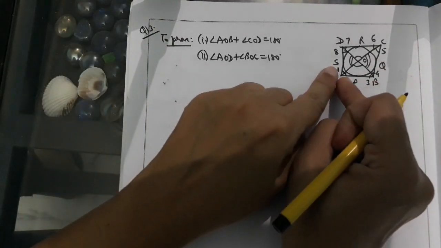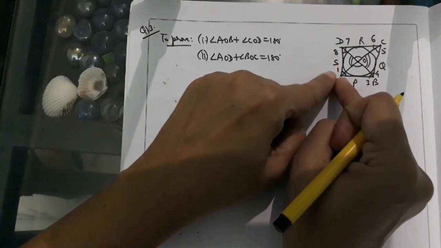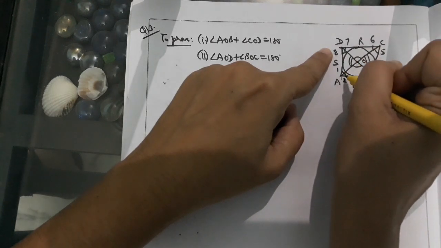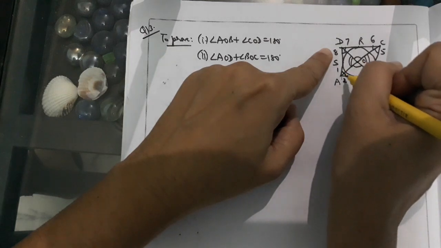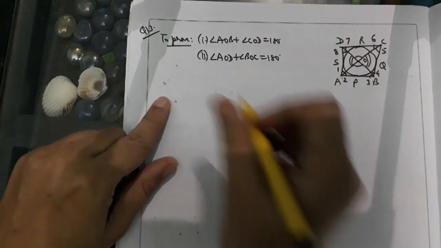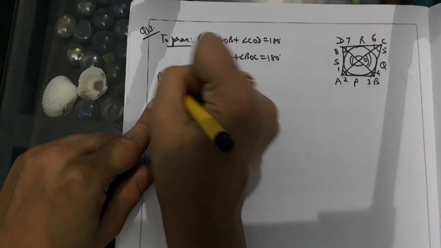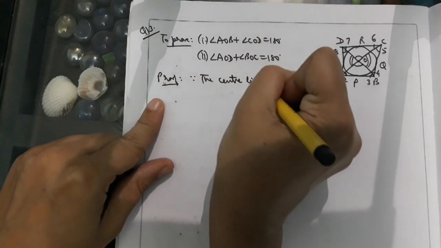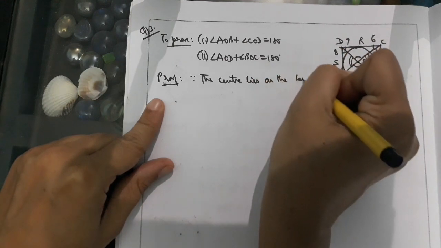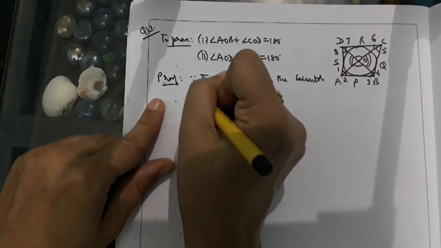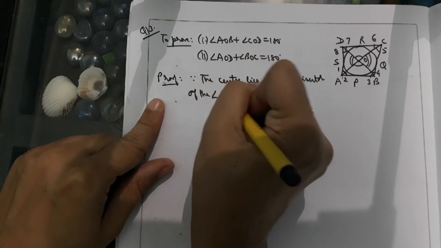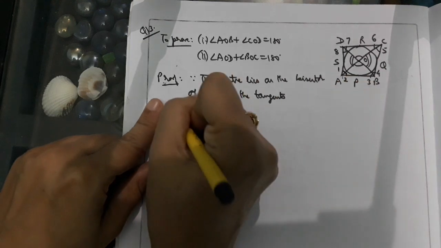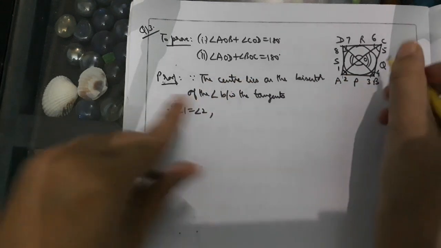Now over here we can see that AP and AS are the two tangents, and OA is the bisector of the angle between the tangents. So angle 1 would be equal to angle 2. So we write down that since the center lies on the bisector of the angle between the tangents, therefore angle 1 is equal to angle 2.